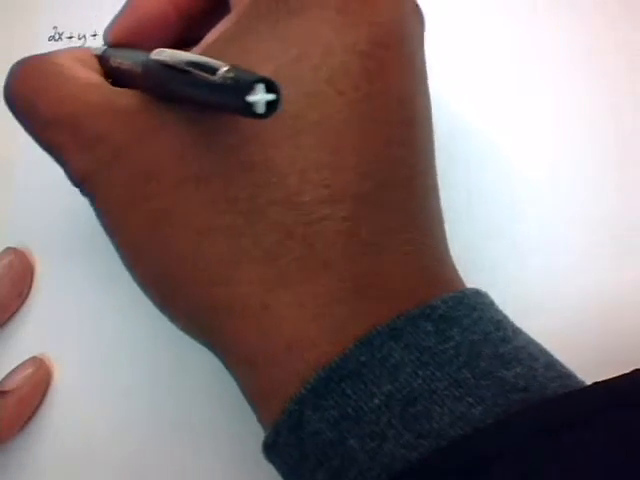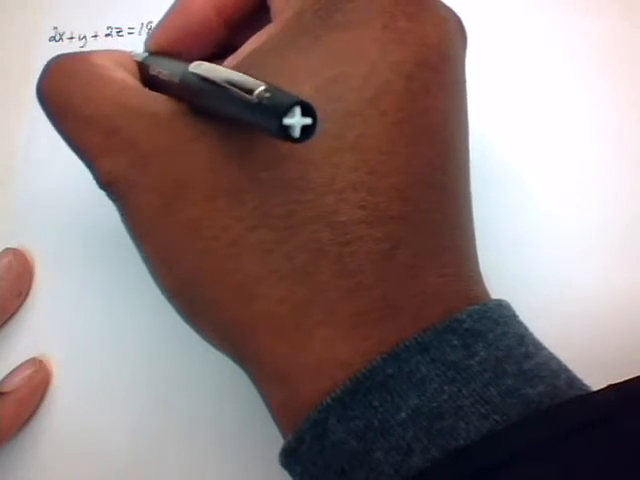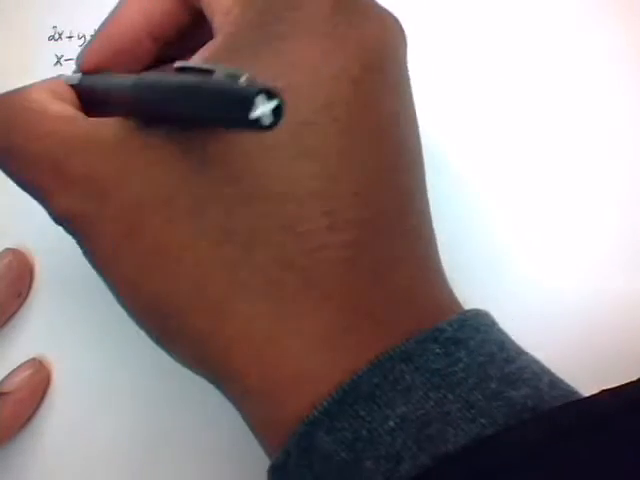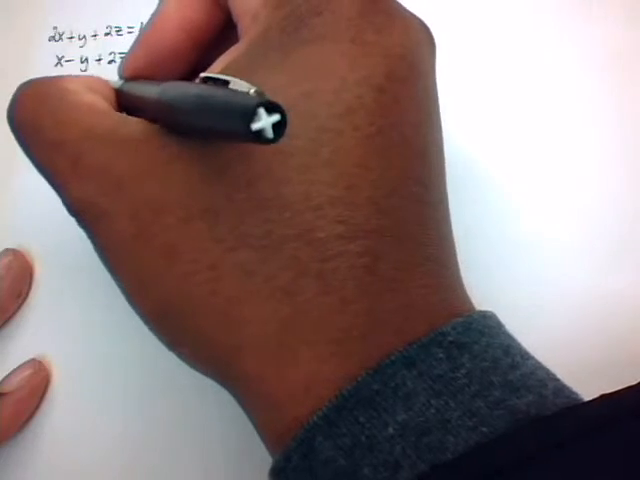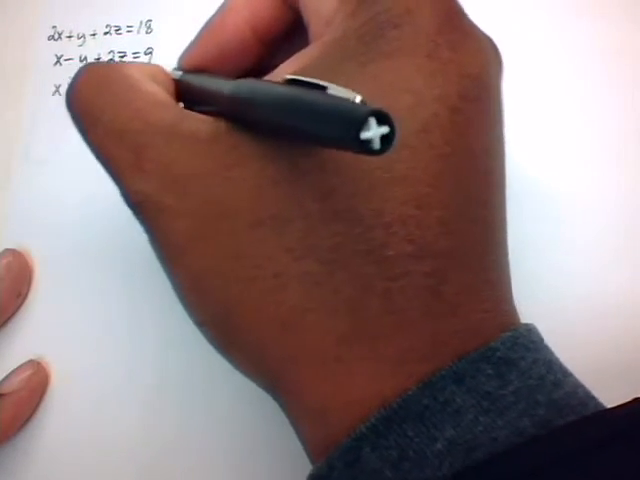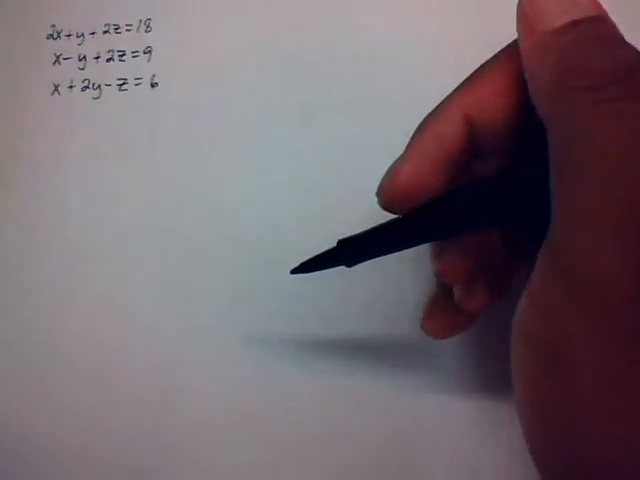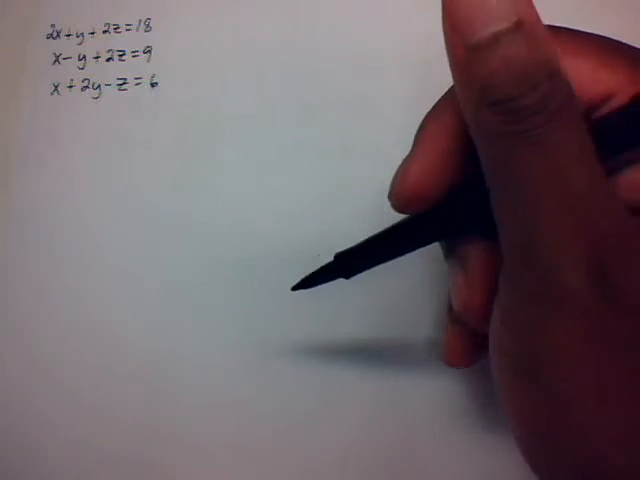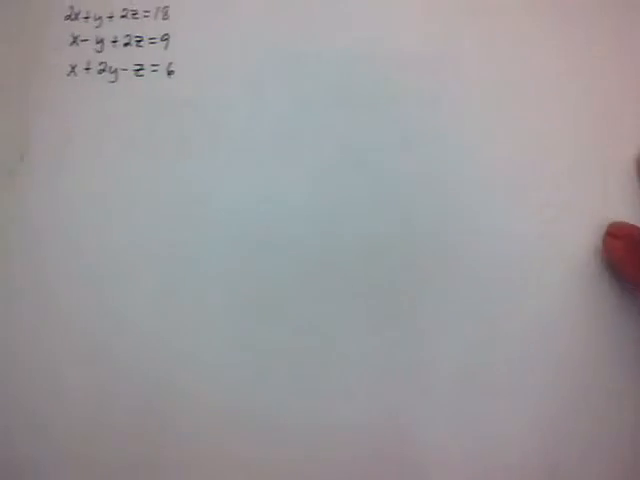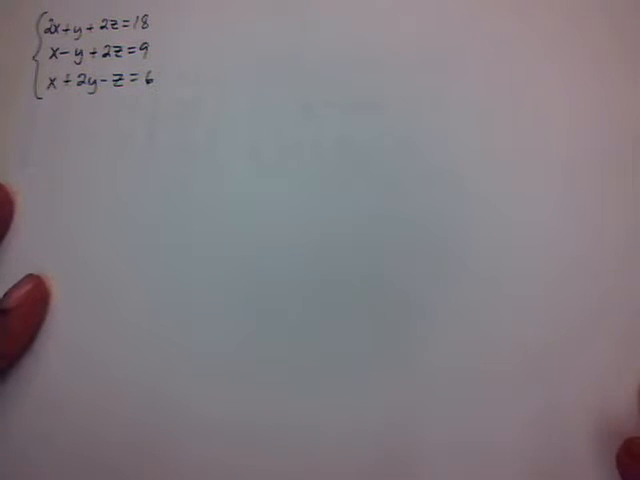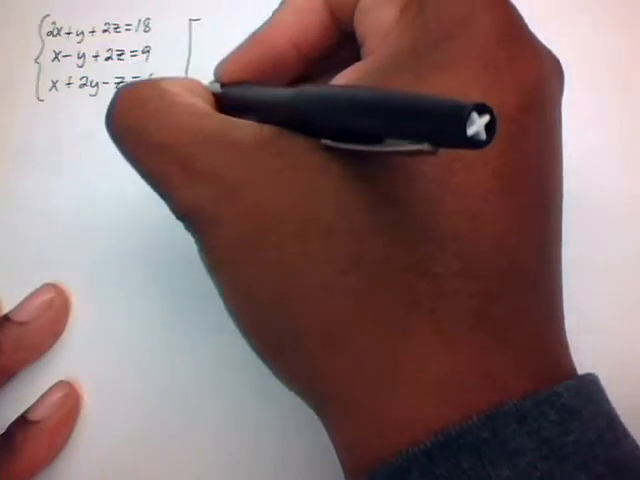And then we got x minus y plus 2z is equal to 9. And then we got x plus 2y minus z is equal to 6. And this is the system that we're going to solve using matrices. Okay, now the first thing I'm going to do here is convert this into an augmented matrix.